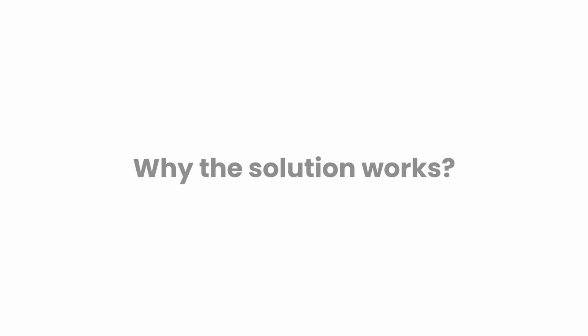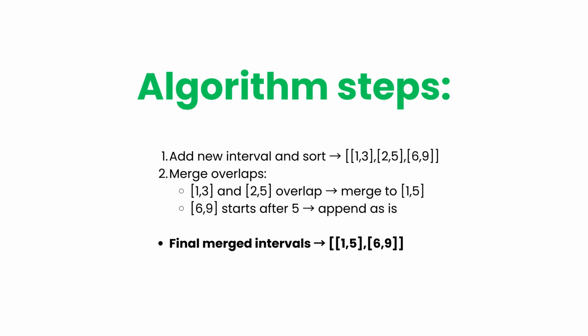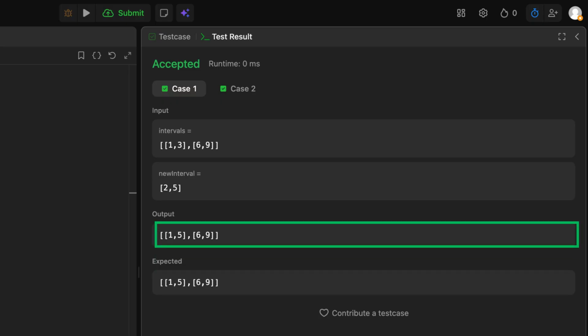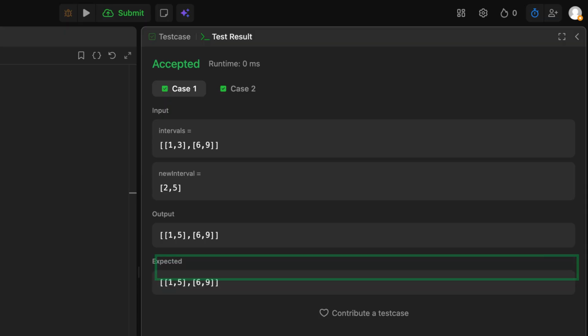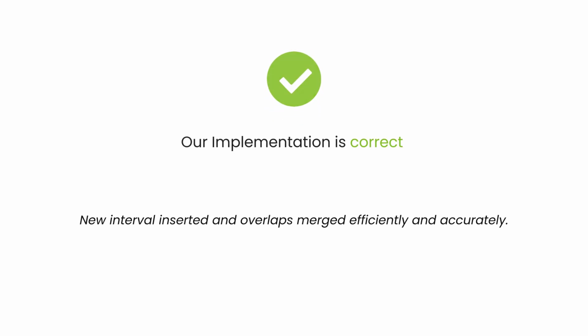Why the solution works. Algorithm steps. Add the new interval and sort: [1, 3], [2, 5], [6, 9]. Merge overlaps. [1, 3] and [2, 5] overlap and merge to [1, 5]. [6, 9] starts after 5, so append as is. Final merged intervals: [1, 5], [6, 9]. The program outputs [1, 5], [6, 9], matching the expected result. The new interval is inserted and overlaps merged efficiently and accurately.